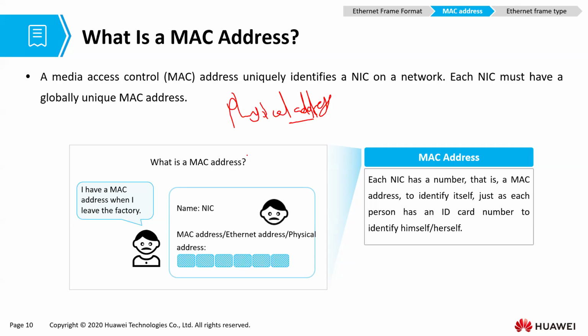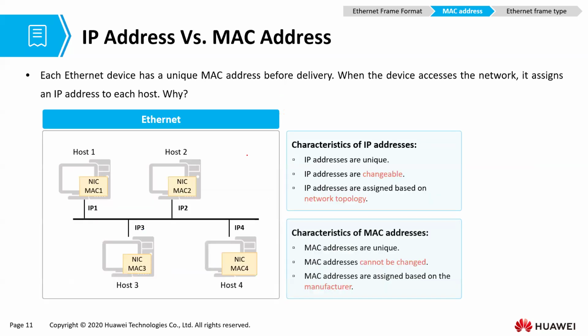Each NIC has a number that is a MAC address used to identify itself, just as each person has an ID card number to identify himself or herself. That is what defines the MAC address. Let me see, IP versus MAC address. At layer 3, we have another identifier, the IP address. Characteristics of IP addresses: unique, changeable, assigned based on network topology. Then the other one, MAC address: unique, cannot be changed, assigned based on the manufacturer.